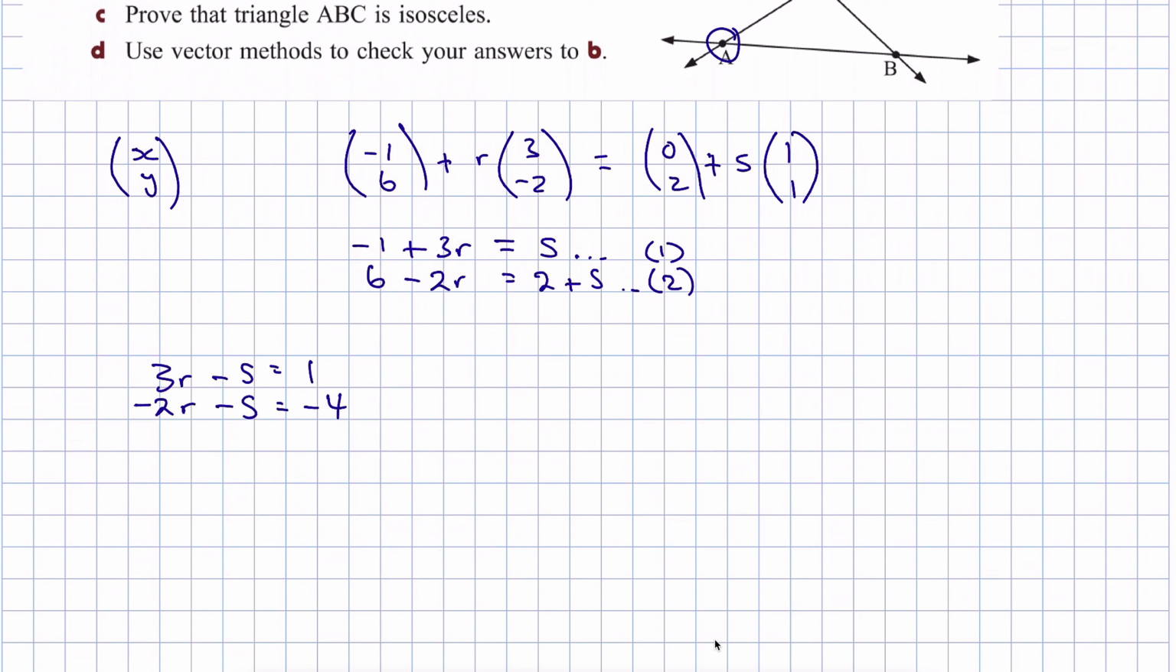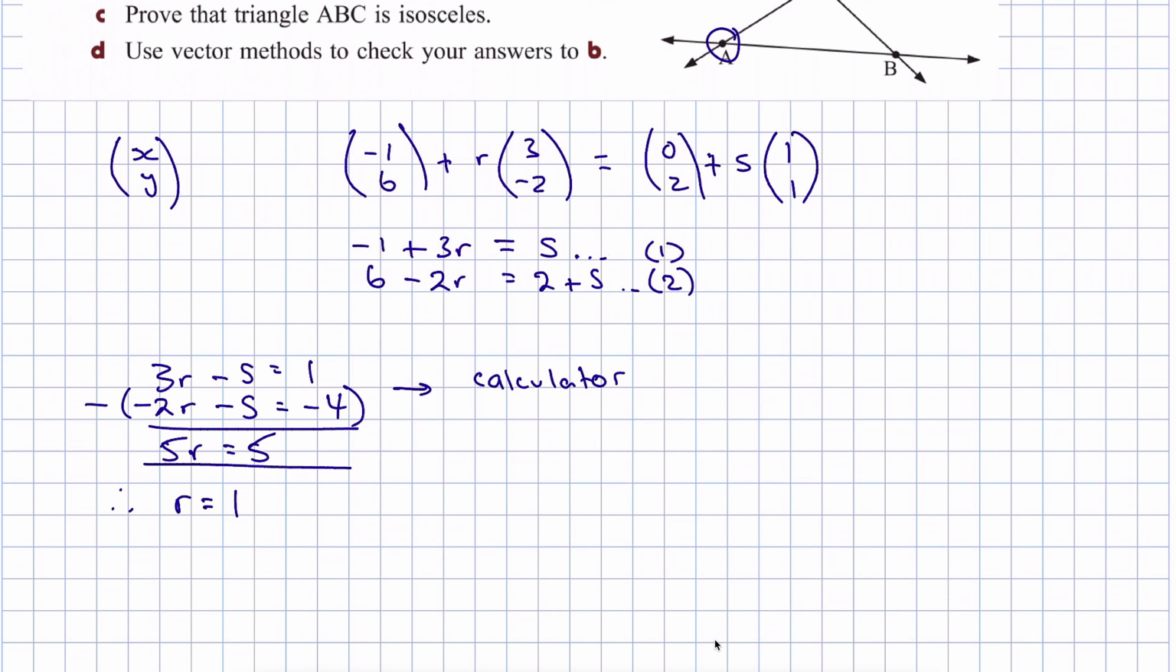And I would suggest, if I was doing that as a question, I would use the calculator to solve them. But I haven't got that in front of me. So the elimination method just means, well, if I have minus s and I take away minus s, I get 0. So I'm going to take this line. Okay, so it becomes 5r is equal to 5, so therefore r is equal to 1.